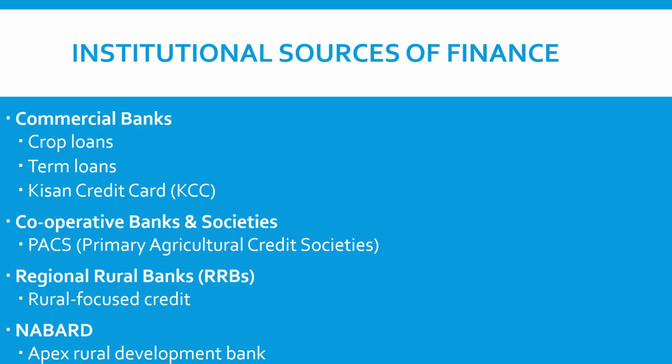Commercial banks provide crop loans for the farmers, term loans, and Kisan credit card or Kisan credit loans. Crop loans are short term and used for seasonal needs. Term loans are long term and used for equipment and infrastructure. The Kisan credit card scheme provides easy credit access, flexible withdrawal, lower interest rates, but you borrow the money through the Kisan credit card. It works like an ATM card for farmers. This scheme has greatly reduced farmers' dependence on moneylenders.